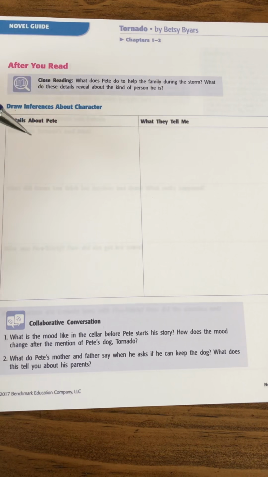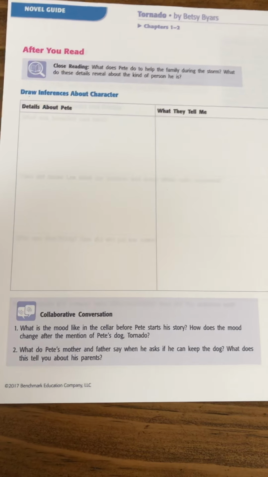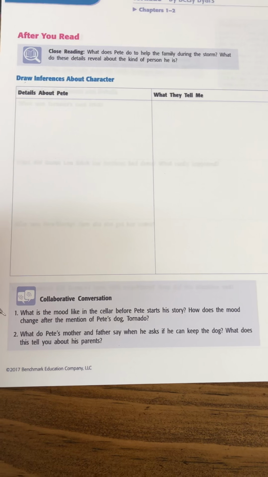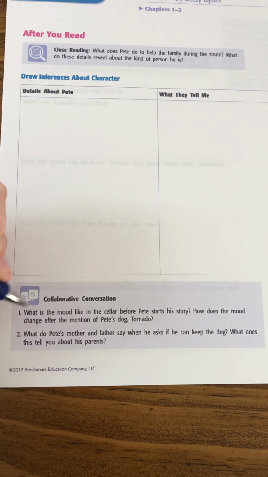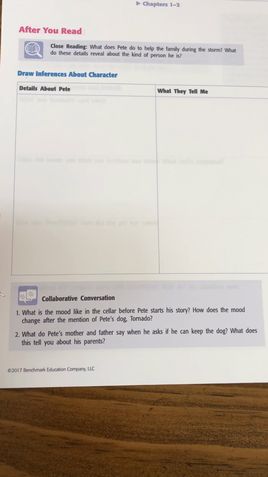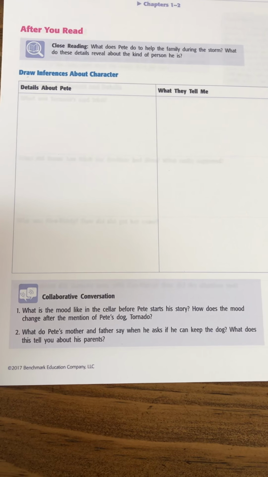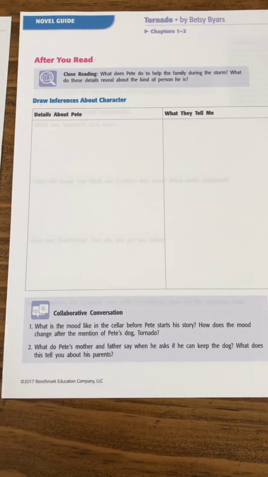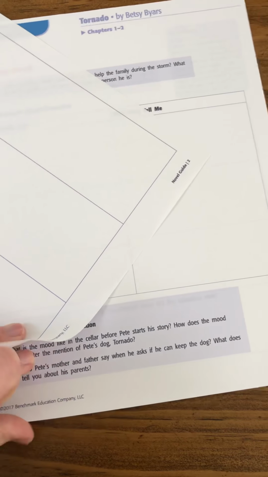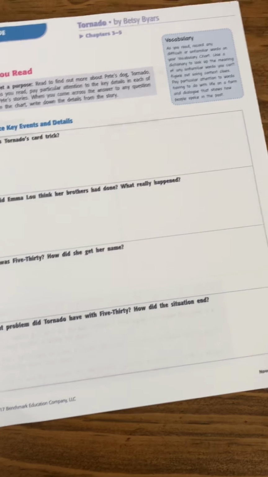Once you've finished reading and you complete this, then talk to your parents about the answers to these 2 questions. When it says collaborative conversation, that means that you're talking to somebody. You don't need to write these answers down, but you do need to tell your parents, okay? You have 2 days to work on these assignments. So that would be 2 days to read chapters 1 and 2, and then work on these 2 pages. On Wednesday, you would then start the next chapters.